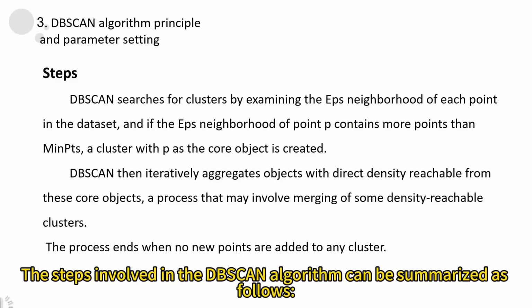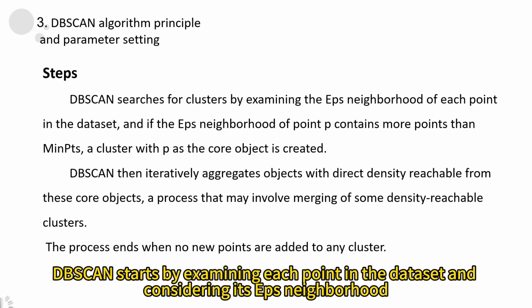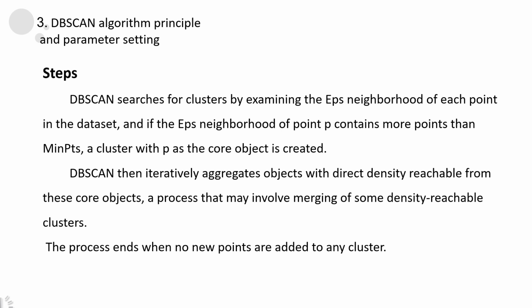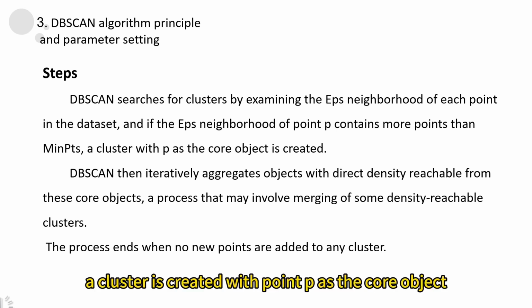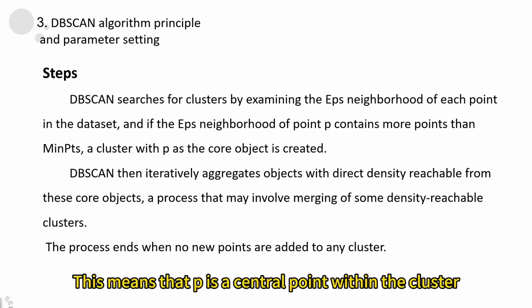The steps involved in the DBSCAN algorithm can be summarized as follows. DBSCAN starts by examining each point in the dataset and considering its EPS neighborhood. If the EPS neighborhood of a point P contains more points than the specified MinPts threshold, a cluster is created with point P as the core object. This means that P is a central point within the cluster.